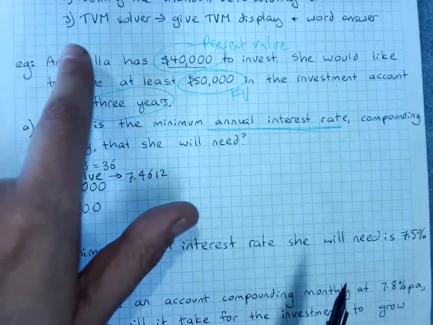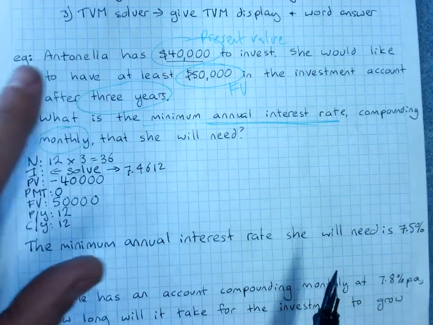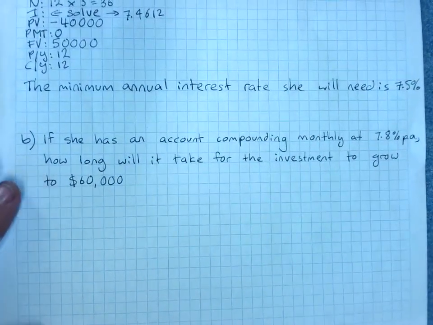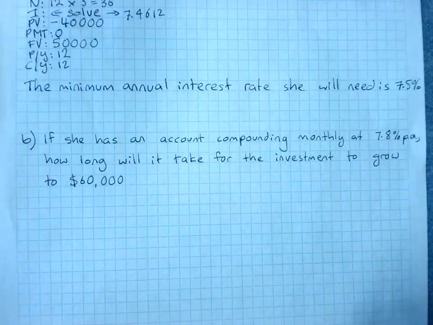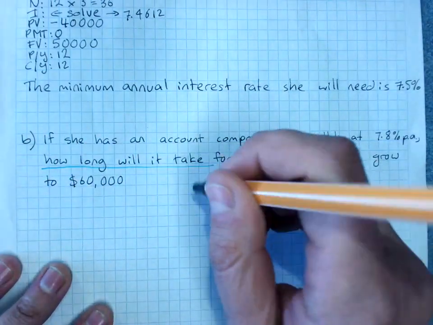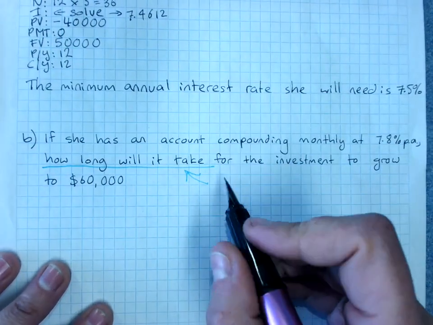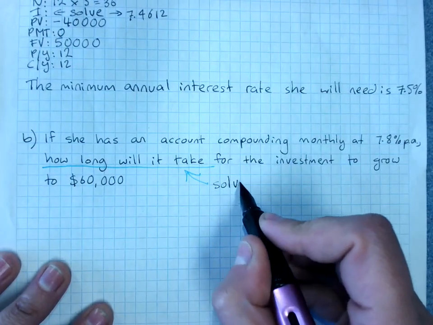So we're going back to her original scenario. She's got 40,000 to invest, but now the question is saying, because you look for the actual question, and it's how long will it take? When you're solving for how long it will take, that means you're solving for N.